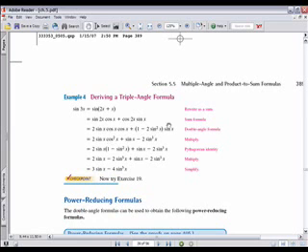We distribute the sine x to get to these two. Cosine squared I write as 1 minus sine squared using the Pythagorean identity, and then I distribute stuff and simplify until I get all the way down to here.